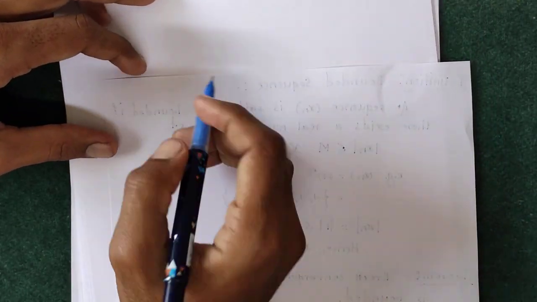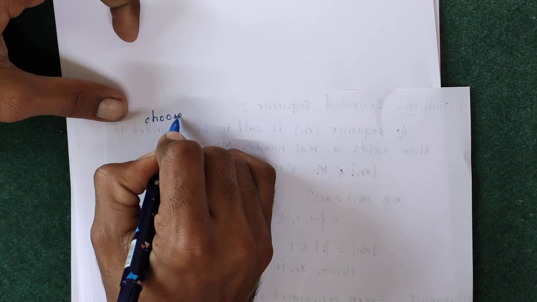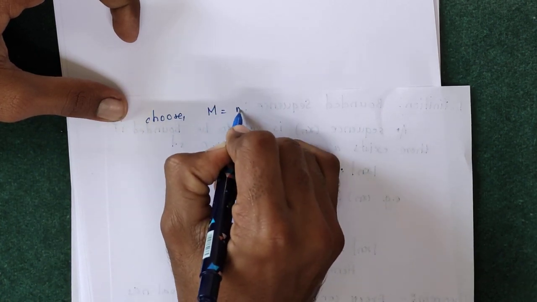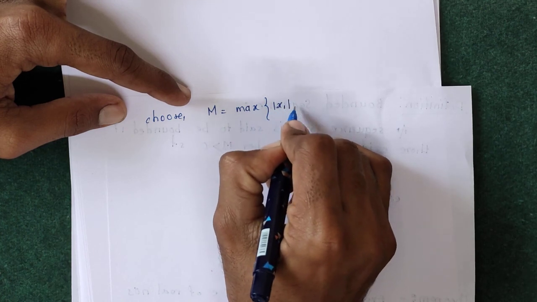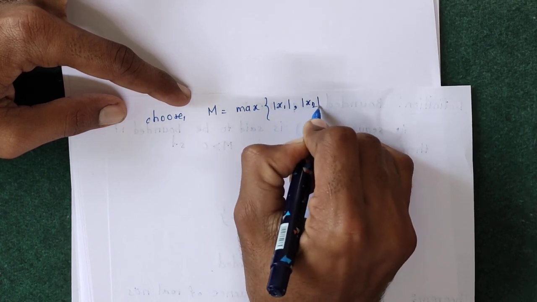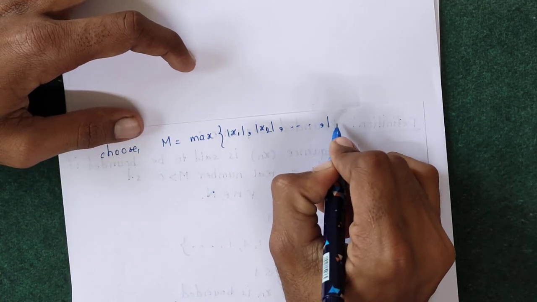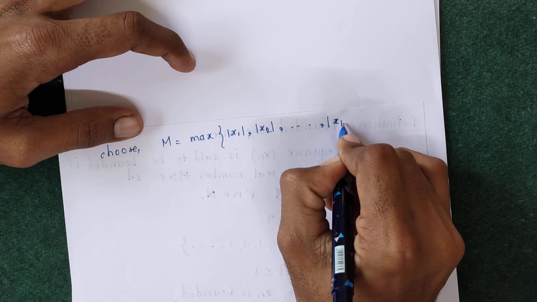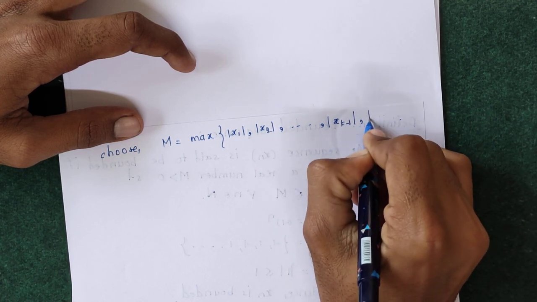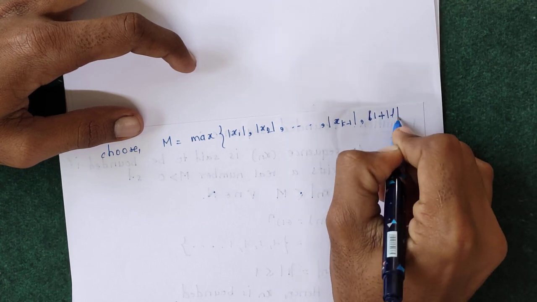Thus we set m equal to the maximum among mod of x1, mod of x2, up to mod of xk minus 1, and 1 plus mod L.